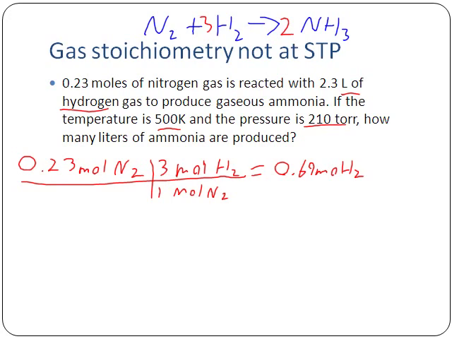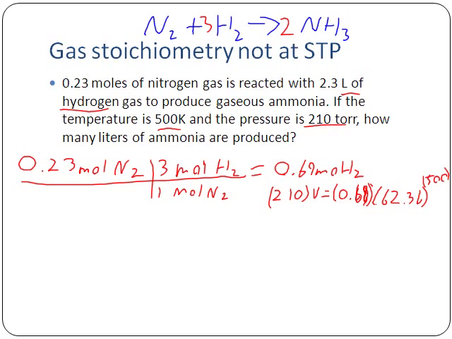basically means that we're going to have to use our ideal gas law, PV equals nRT. We can't use our 22.4 here. And so we say that the pressure in this case is going to be 210 torr times the volume, which is what we're looking for in this case, equals the number of moles, which is 0.69, times 62.36 times the temperature, which is 500 Kelvin, right in there.